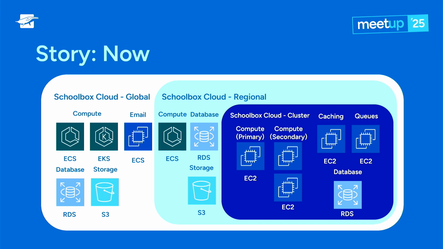And within the clusters, that has our primary resources that run the Schoolbox instances. So we have primary compute servers that do all the processing, syncs, background jobs, overnight optimizations. And we have our compute servers that actually serve the end user web requests. So in each cluster, we have multiple of those. We also have caching and queue servers.